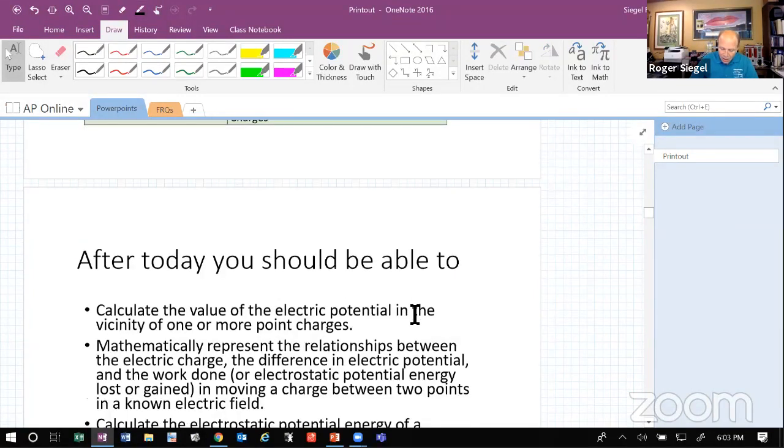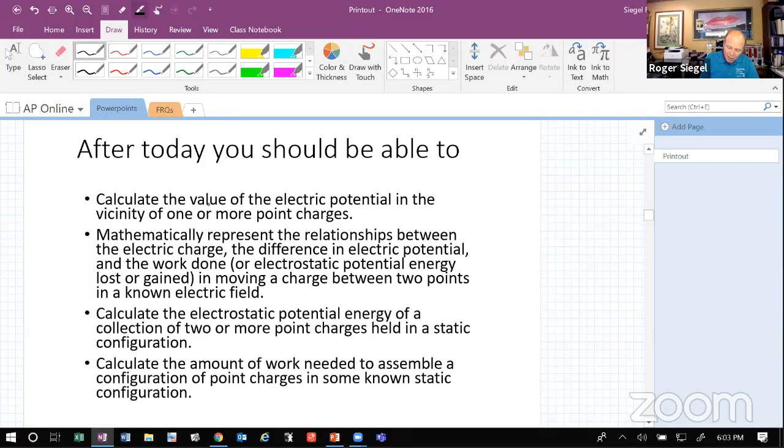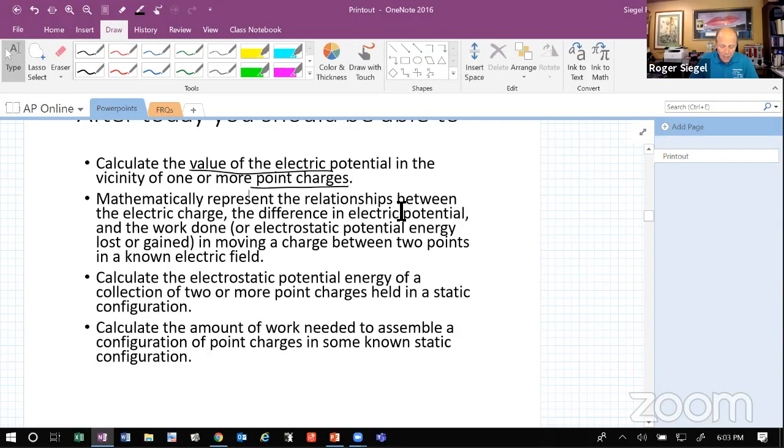Tonight, we're going to be able to calculate the value of the electric potential from point charges. We're going to say what the electric potential is and give you a sense of it. By the way, we're going to ramp up to this. It's going to take us a few days to really get a sense of what electric potential is. As we go through the whole semester review, we're going to keep coming back to this concept. I'm pretty sure by the end of the unit this semester, you will have a good sense of what it is.